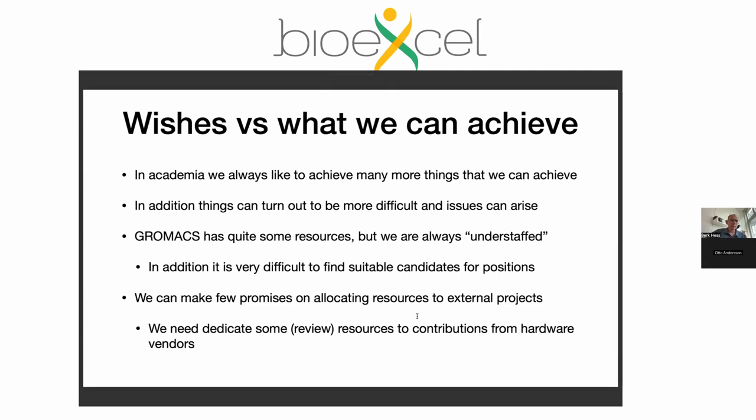In academia you would always like to achieve many more things than we actually can achieve. Of course, you should set high goals in science. Also, things can turn out to be much more difficult than you thought, and you can have issues along the way. As I showed on the previous slide, we have quite some resources, but we're still always understaffed. People tend to have too much work to do, so we have to be careful with the people that we employ, that we don't ask too much from them, because there's always more work than can be done.